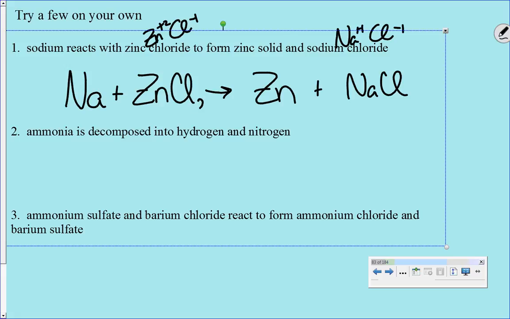Oops, I've got my 2 right there. So I am going to have to balance out those chlorines. In order to do that, I'll put a 2 right here. That gives me 2 chlorines over there. Now I got to have 2 sodiums over here.